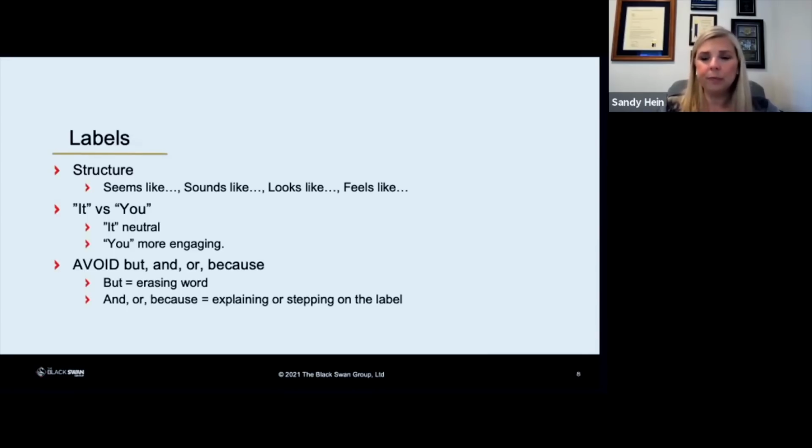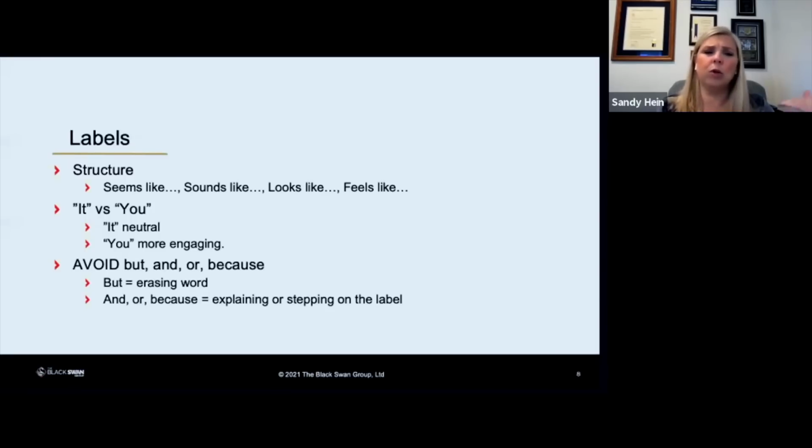Now, when you're using labels, actually, I don't know why we just have this on the label slide, because it's using any of our skills. Do not use the word "but" after you say something, because it is an erasing word. Everything you say after the word "but" erases everything you said before it. So if you say, you seem angry, but you really don't need to be, you just erase that perfectly good label by saying the word "but."